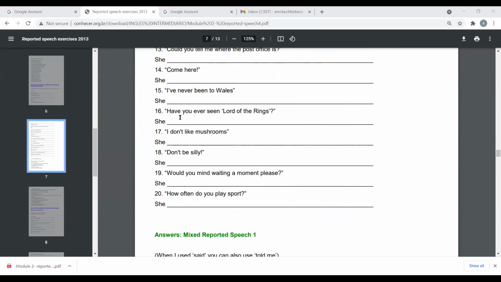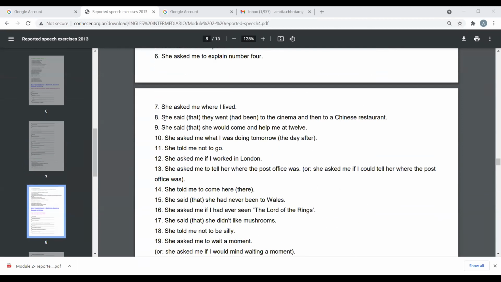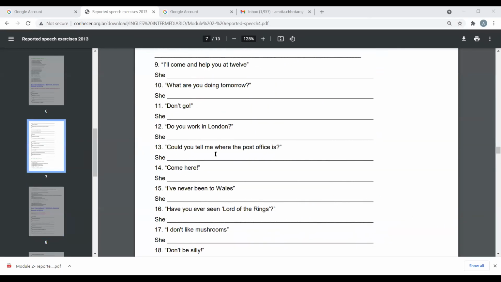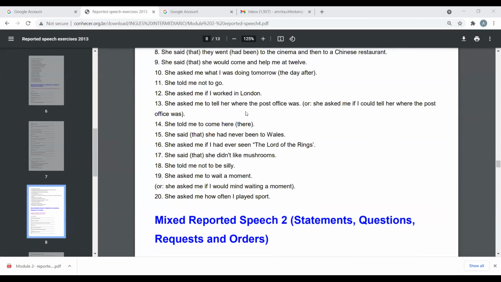Number 12. Sounds easy. Do you work in London? She asked me if I worked in London. Correct. 13 is the longer sentence. Could you tell me where the post office is? She asked me to tell her where the post office was, or she asked me if I could tell her where the post office was. Both are correct. Whatever is given in the bracket, if you have written that format, that is also correct. Without the bracket, that format is also correct. These two formats are correct.